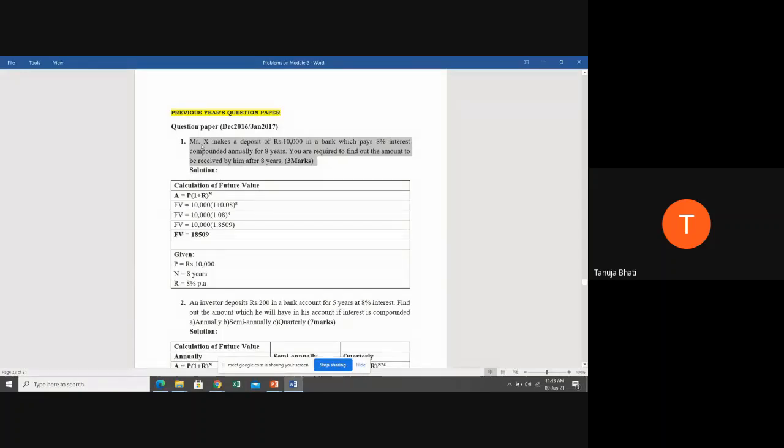Mr. X makes a deposit of rupees 10,000 in a bank. He is making a deposit, that means he is making it today, right? This is a present value. 10,000 in a bank which pays 8% interest compounded annually for 8 years. You are required to find out the amount to be received by him after 8 years.